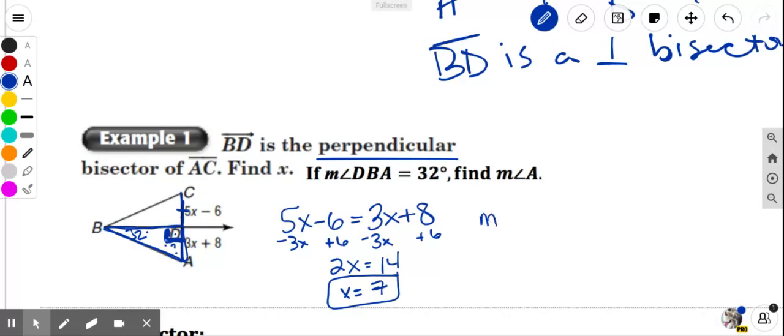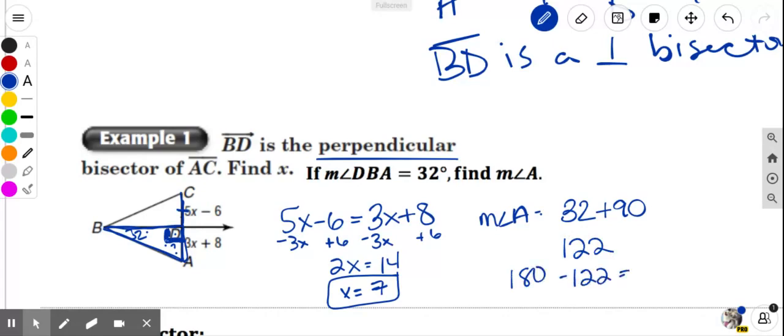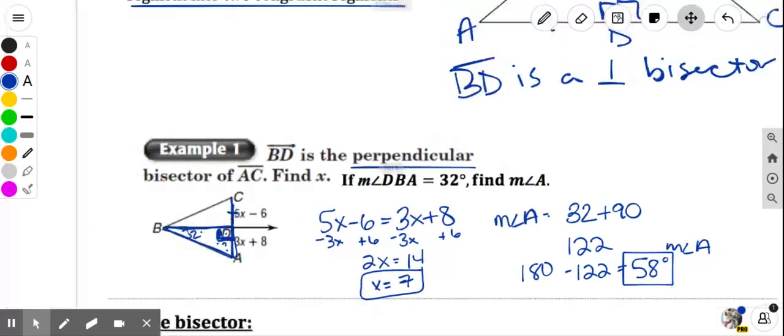So to find the measure of angle A, all we have to do is add 32 and 90, and then subtract from 180, because the 3 angles in a triangle add to 180. So 32 plus 90 is 122, and then we have to just do 180 minus 122, which is 58. So that's the measure of angle A. Okay, so there's our first example, perpendicular bisector.